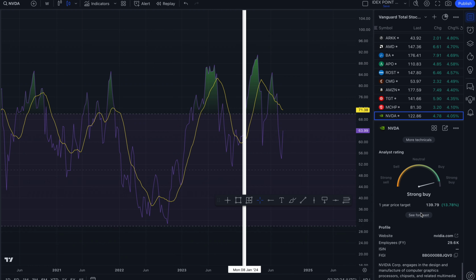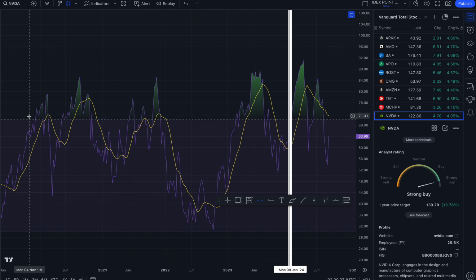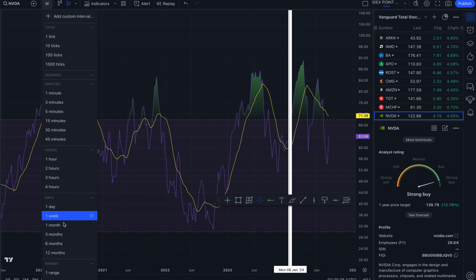And that is in line with this. But every time we hit this overbought region, voila. Nobody has to tell you, you just know it's going to go down.